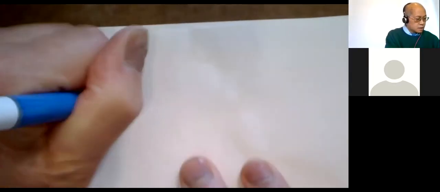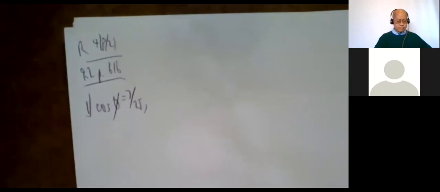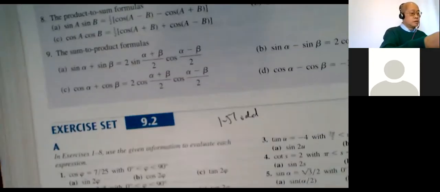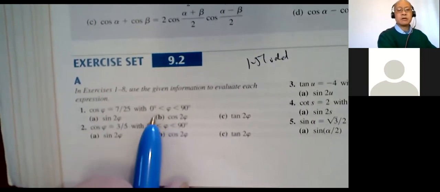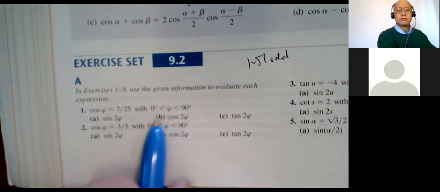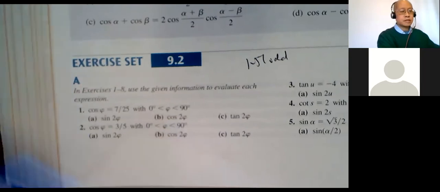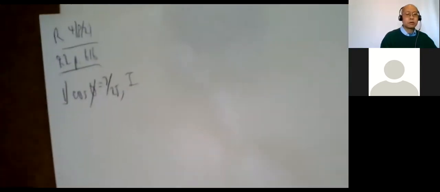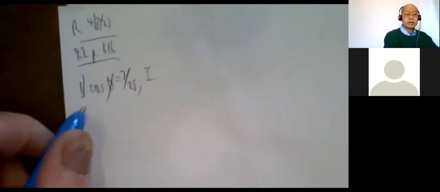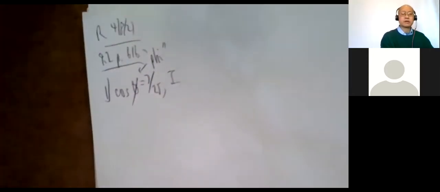The cosine of phi is 7 over 25. If you give me this information, I might give you something like that in a test also. What quadrant am I in? Quadrant 1, best case scenario, right? Everything's positive. So I need sine of phi. I'll call that Greek letter phi.